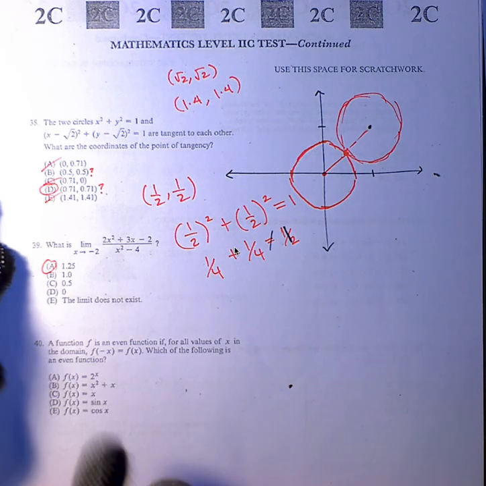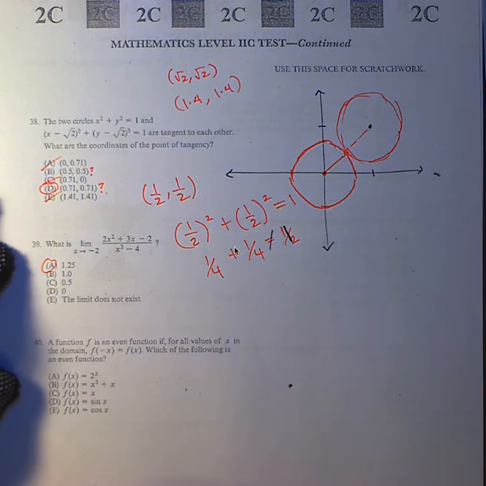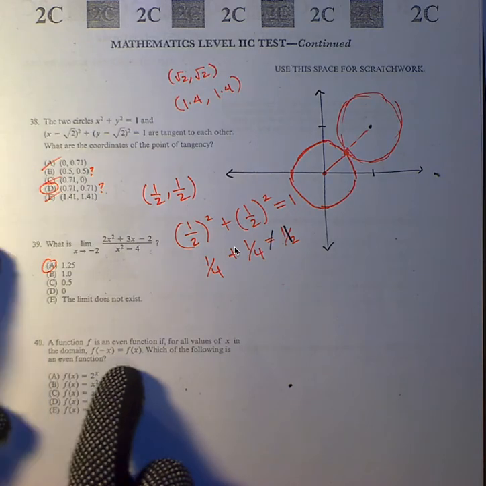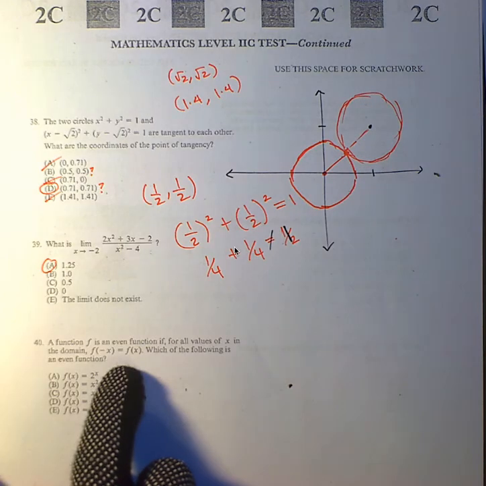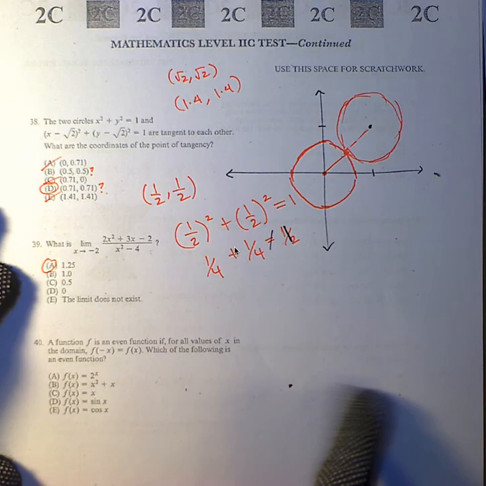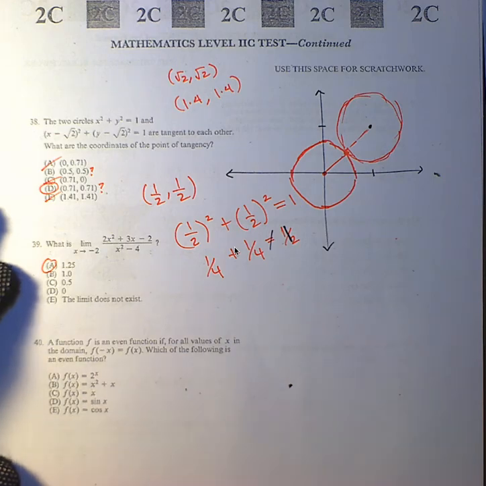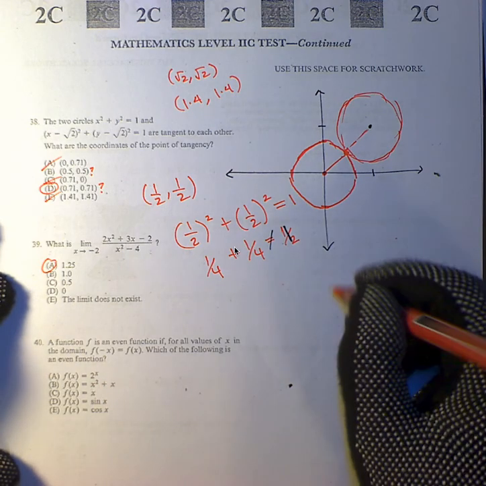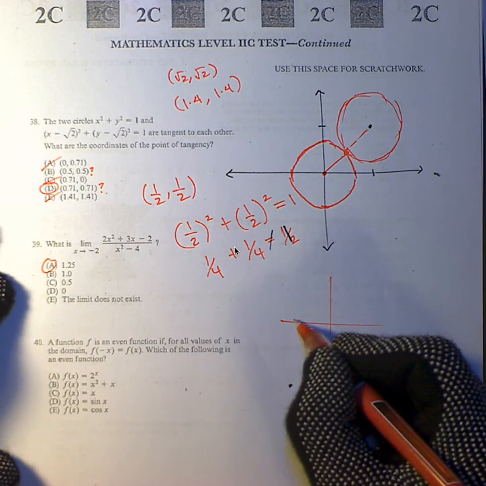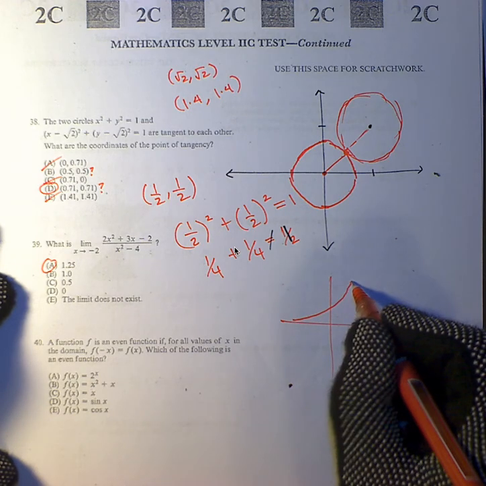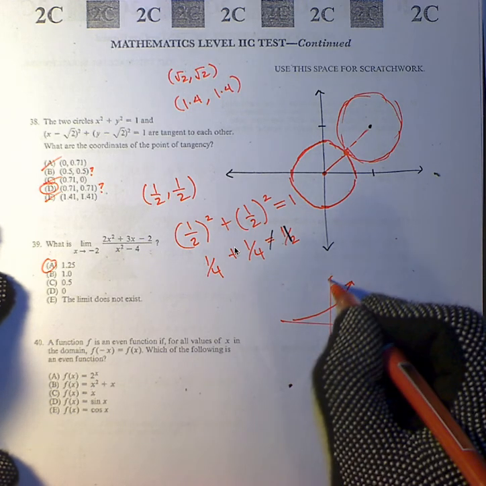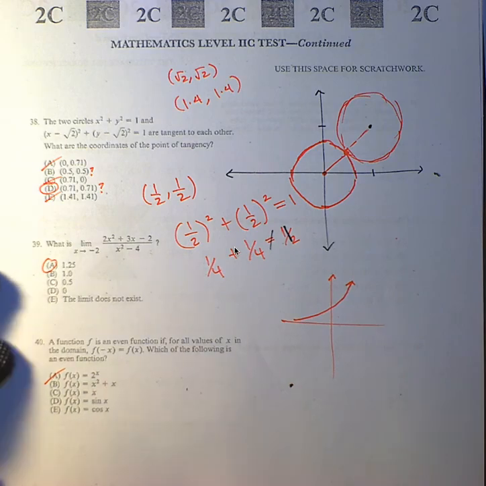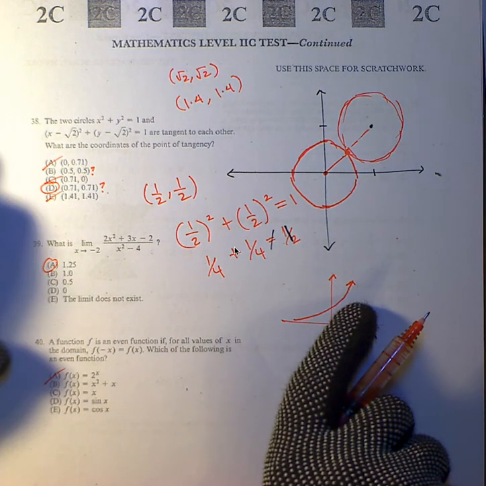And then 40 says a function is even if it's defined this way. You should be familiar with even functions if you're taking a Math 2 test. Even just means symmetric about the y-axis. And so the graph of 2 to the x is like the graph of e to the x. Like all exponentials, it looks like this. This is clearly not symmetric about the y-axis, so no. And you can graph it using your calculator if you just don't know it off memory like me.